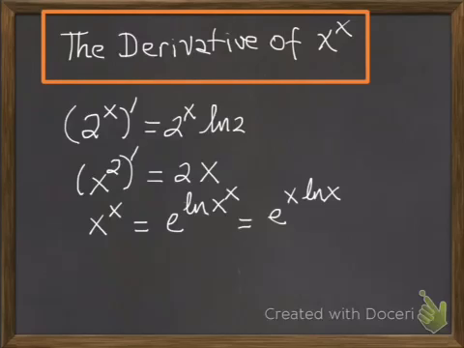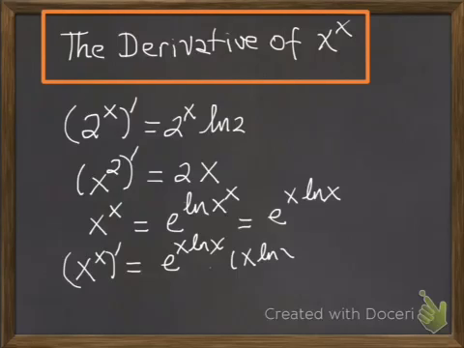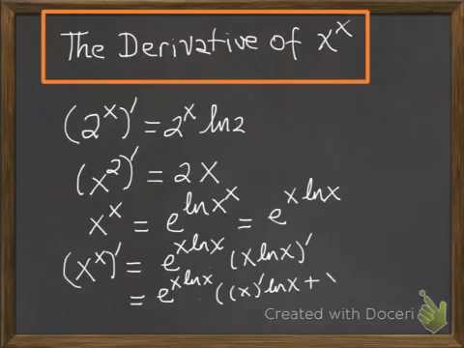So therefore, the derivative of x to the x is the same as, by chain rule, the derivative of the outside, which is e raised to x ln x, times the derivative of x times ln x, which can be obtained using the product rule. So therefore, this is e raised to x times ln x times the derivative of x times ln x plus x times the derivative of ln x.